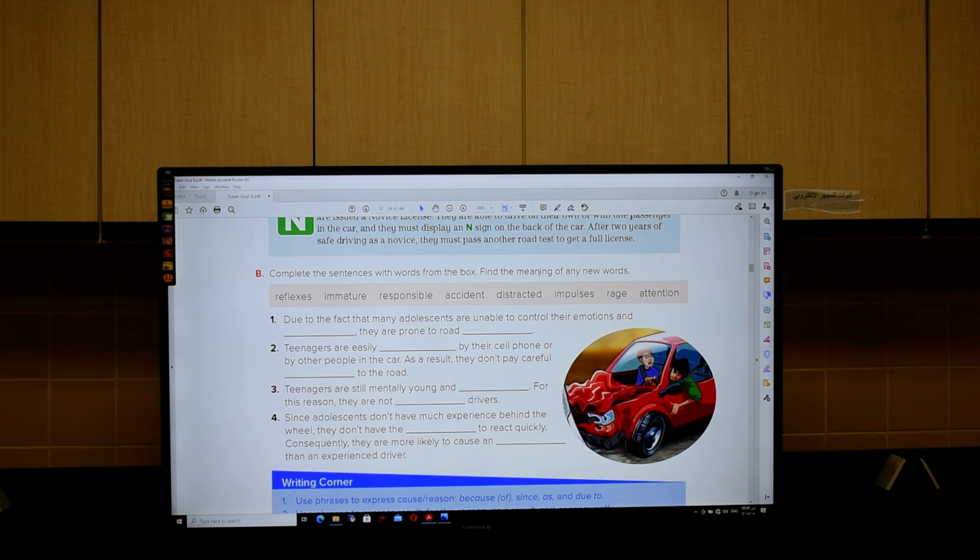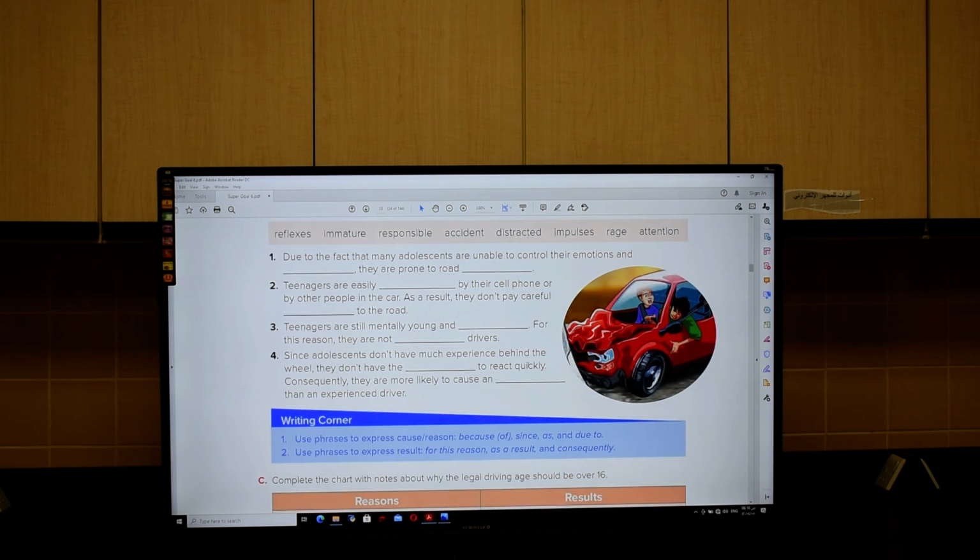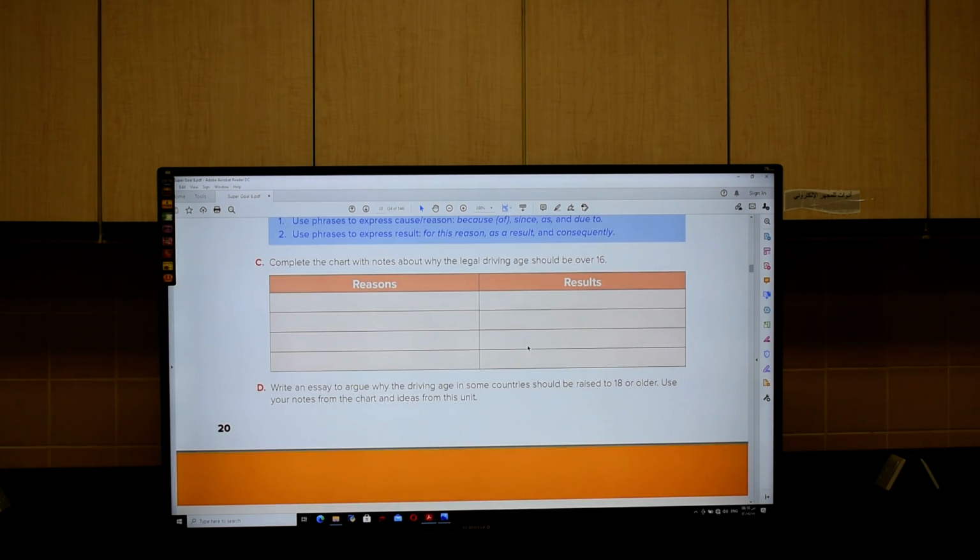Now number 5, since adolescents do not have much experience behind the wheel, and when I say behind the wheel, I mean while driving, they don't have the attention to react quickly. So consequently, they are more likely to cause an accident than an experienced driver. That's great. So we have also road rage, and we have found out the meanings of these words recently.